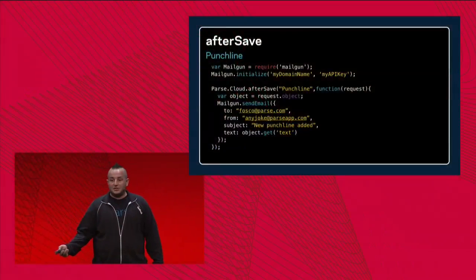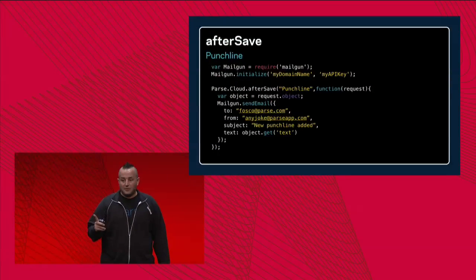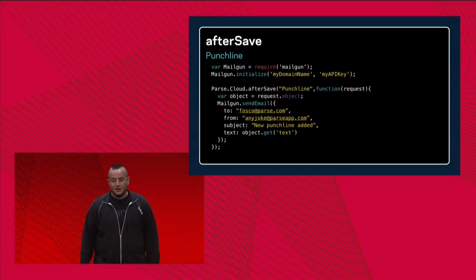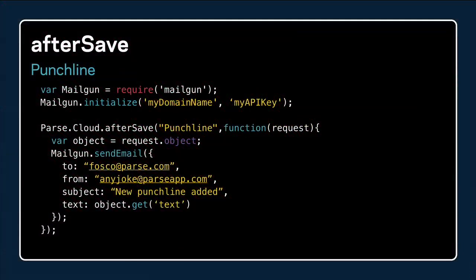Now assuming we let it complete, we'll look at a very simple after save example. It's defined the same way, Parse.Cloud.afterSave, providing the Punchline class, and then a function that's going to do the work. Now here you only get one parameter, the request object, because there's actually nothing to respond to. We're not actually waiting on this to complete, and there's nothing to do there. So here we're going to use an external service, Mailgun, and anytime a punchline is actually saved, it'll send me an email with the text of the punchline.